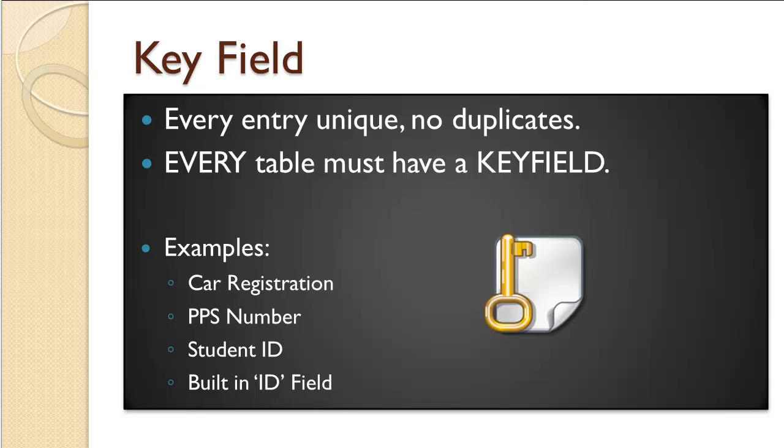For a database of people in Ireland, I could use a PPS number because no two people have the same PPS number. In a student database in a school, the student ID will be the key field because no two students can have the same ID. When you create a table in Access, Access will automatically put in one ID field for you and mark it as the primary key, as we'll see later when we're looking at an example.